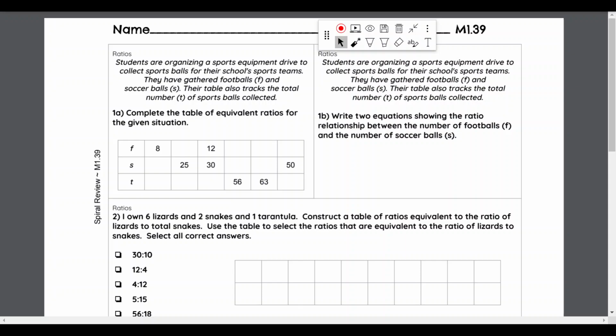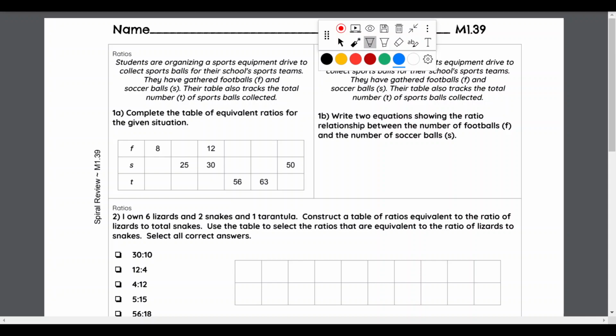All right, taking a look at M1.39, little review with some ratios. Students are organizing a sports equipment drive to collect sports balls for their school sports teams. They've gathered footballs and soccer balls.